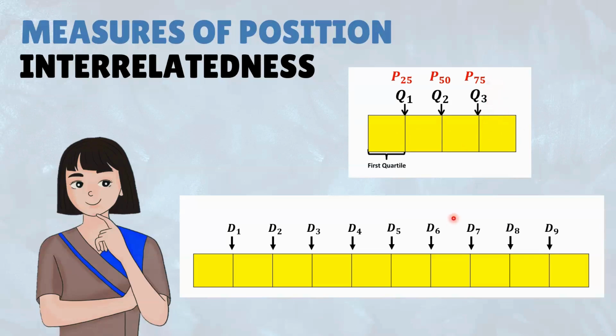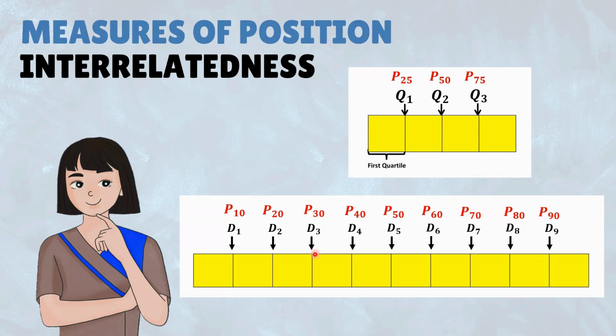Okay. For deciles and percentiles, we have the following that have the same values. Decile 1 and percentile 10. Decile 2 and percentile 20. Decile 3 and percentile 30. Decile 4 and percentile 40. Decile 5 and percentile 50. Decile 6 and percentile 60. Decile 7 and percentile 70. Decile 8 and percentile 80. Decile 9 and percentile 90.